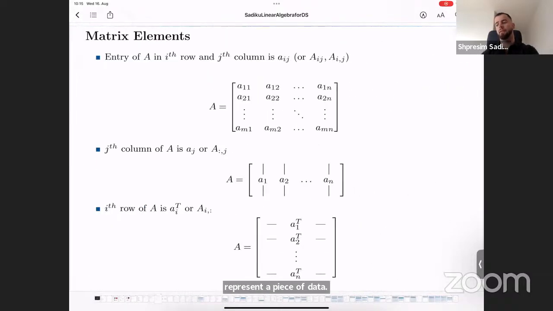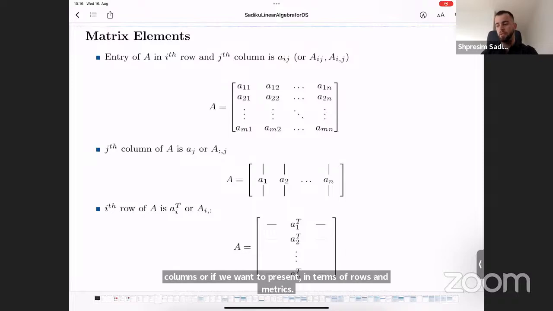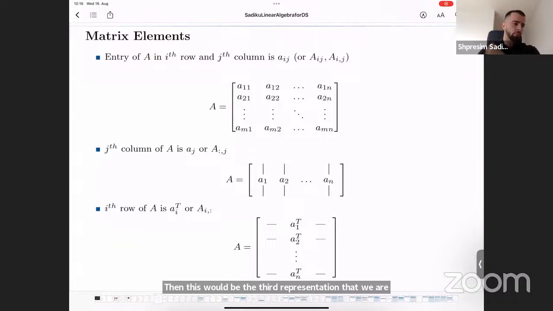All right, so then matrix elements. The entry of a matrix A in the ith row and the jth column is simply Aij, or we can write this also as a capital Aij or Ai,j. Then we can also denote this more compactly by denoting the jth column of A simply by a_j or a with a dot, comma j. This would be when we want to represent a matrix with columns, or if we want to represent it in terms of rows, then this would be the third representation that we are showing in the slide. Usually you can also write this in terms of transposes. These definitions are sometimes a bit ambiguous, so you also have to know them from the context that you are using them.